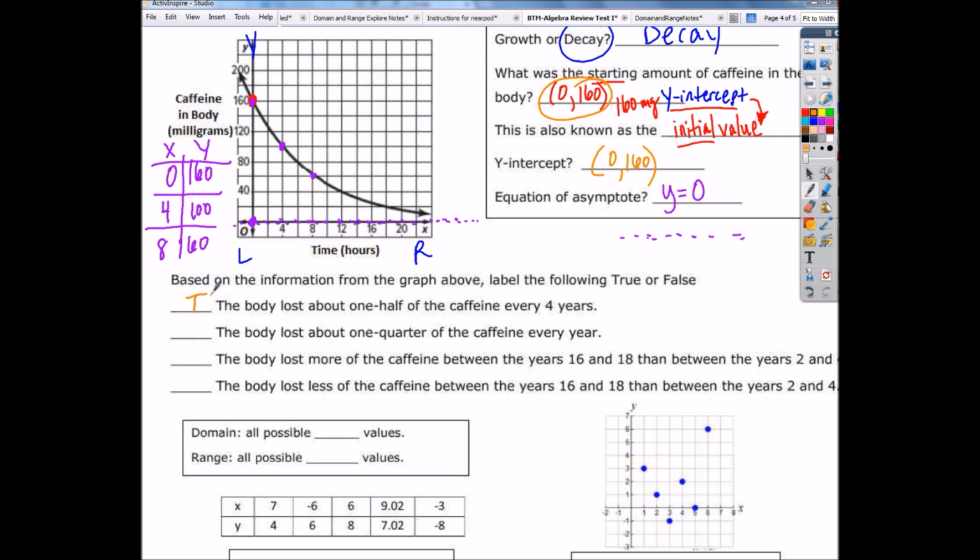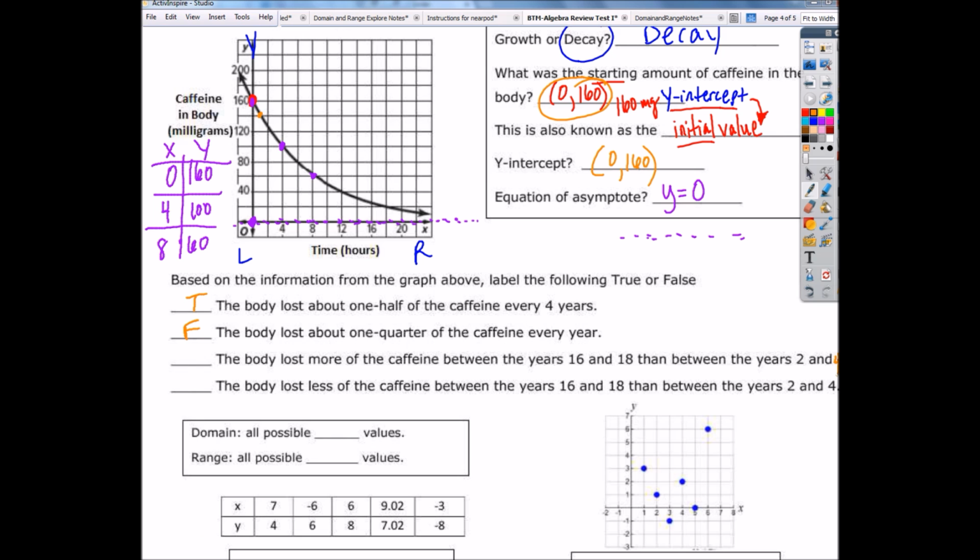It also says the body lost about 1/4 of the caffeine every year. Well, if our scale's going by 2 and 1/4 of the caffeine every year, so 1 right here, it looks like it went down, what is that, 20. Is 20 1/4 of 160? No, 20 is definitely a lot smaller, so we're just going to go false there. The body lost more of the caffeine between the years 16 and 18 than between years 2 and 4.